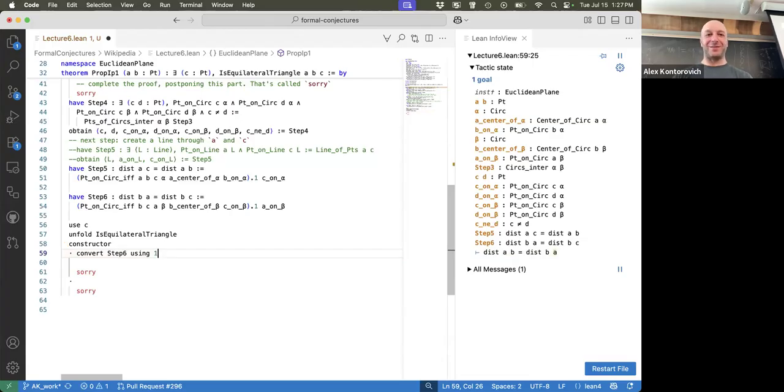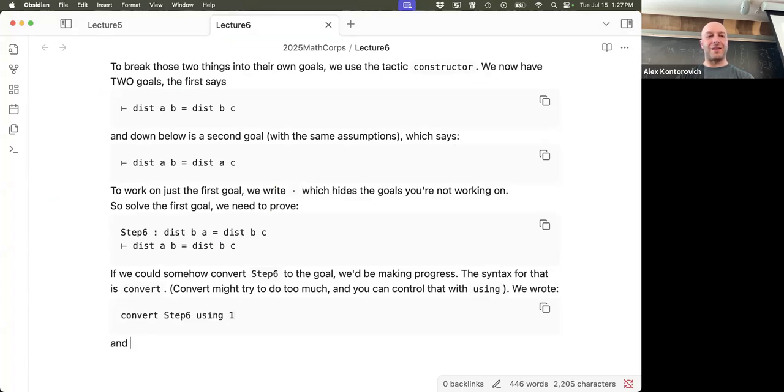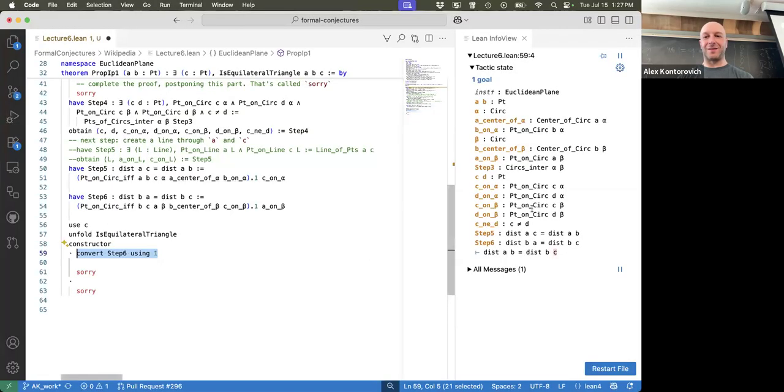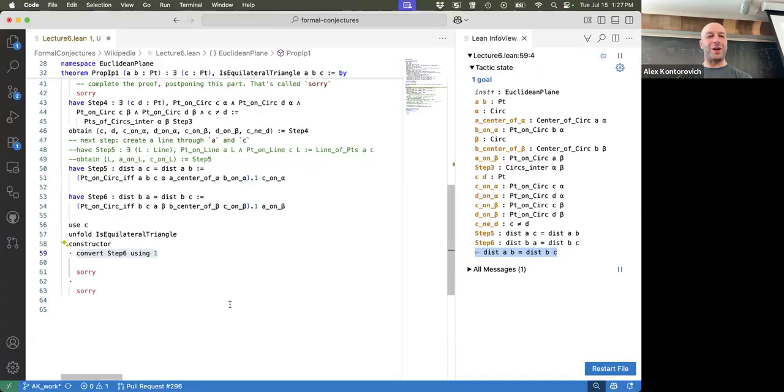Jeremiah knows exactly what we need to do. So we wrote convert, which might try to do too much, and you can control that with using. We wrote this, and the goal state became this. We're at the very end now of this part. Your homework will be to do it for the other number.